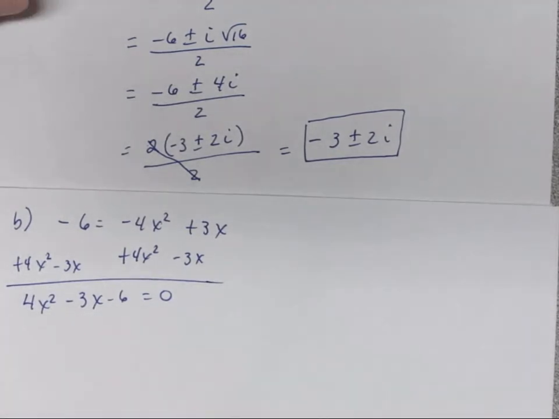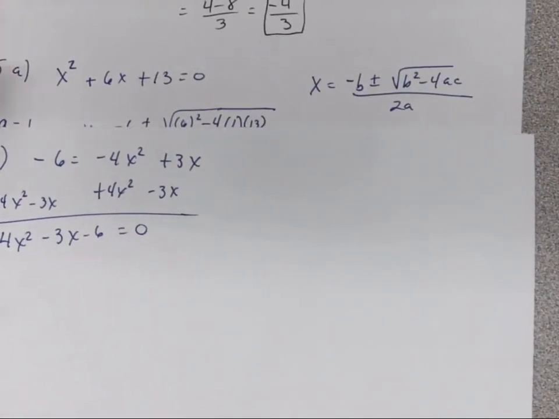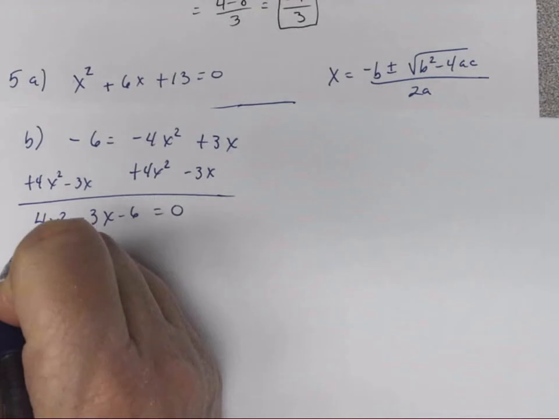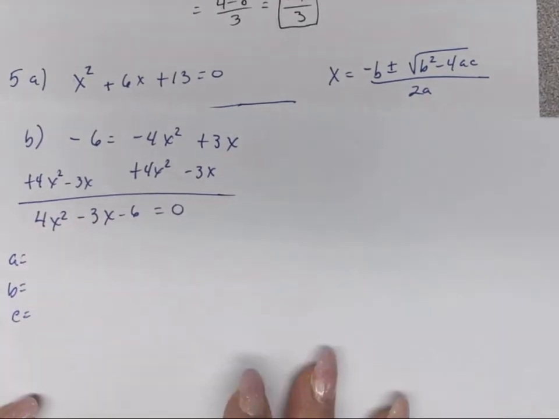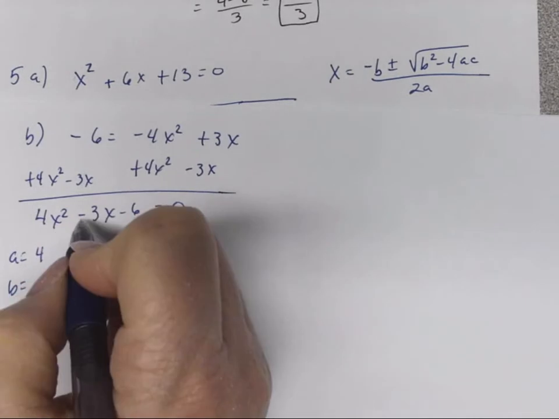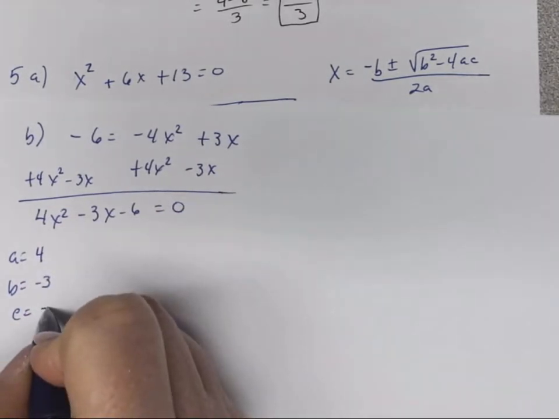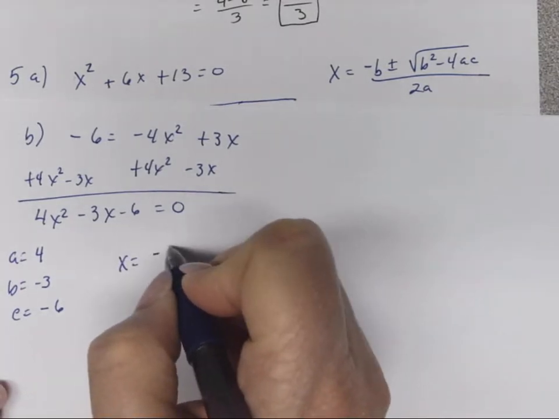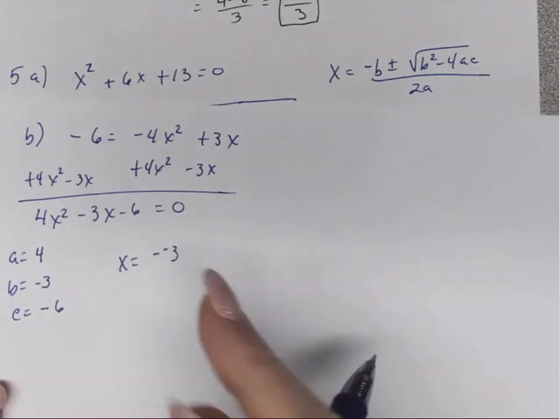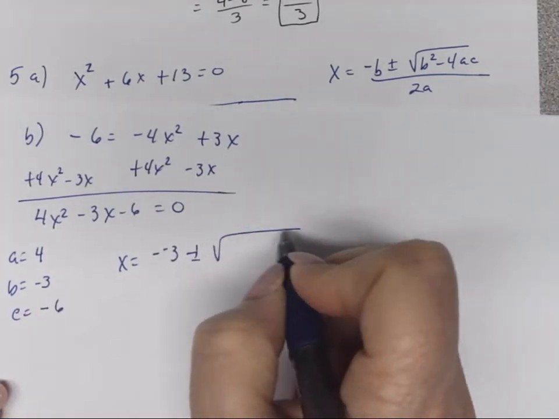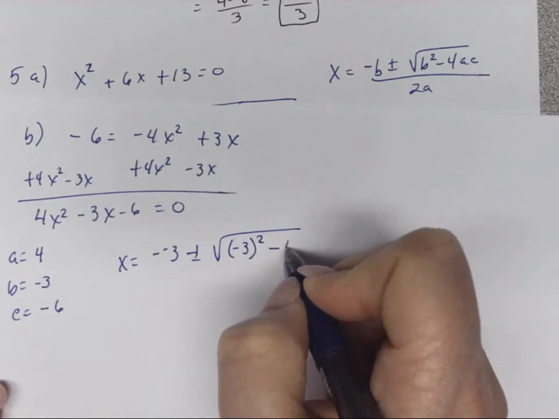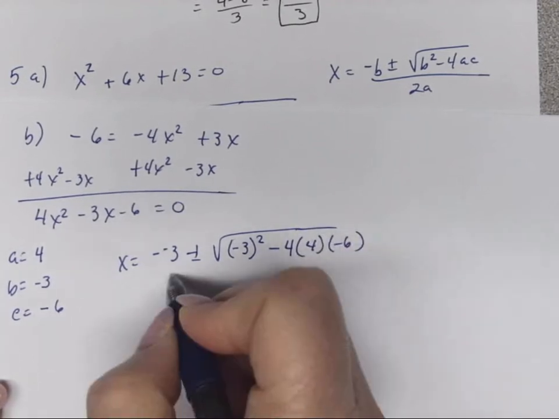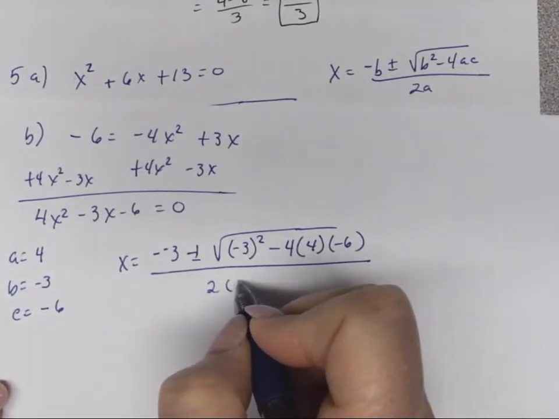And again, we are using our quadratic formula. So we're still using the same formula. So again, I'm going to write what my A is, what my B is, and what my C is. So my A is 4, my B is negative 3, and my C is negative 6. So x would be equal to the negative of negative 3, because it's negative b, plus or minus the square root of negative 3 squared minus 4 a times c, all over 2 times our a.